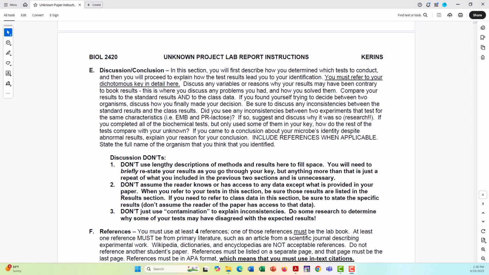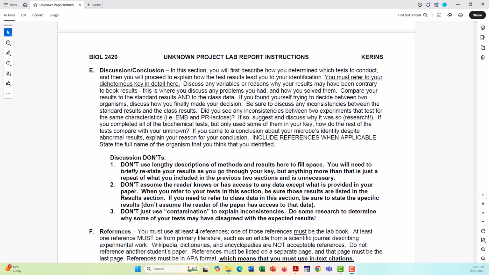Again, address inconsistencies between standard results and class results, even. If you did two tests that both test for the same thing, did you get the same answer? So one example is PR lactose tests for lactose fermentation, as does EMB.